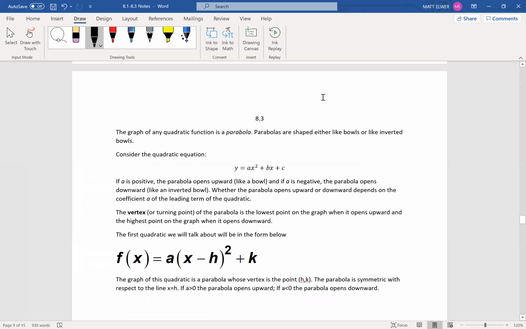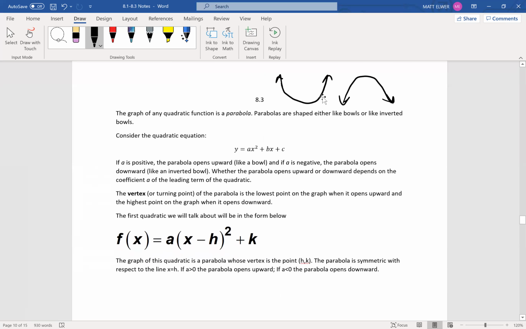So 8.3, we're going to start talking about the graphs of quadratic functions. What we call the graph of any quadratic function is a parabola. Parabolas are either shaped like bowls or inverted bowls. So we either have something like this, or we have something flipped the other way. They kind of look like that.